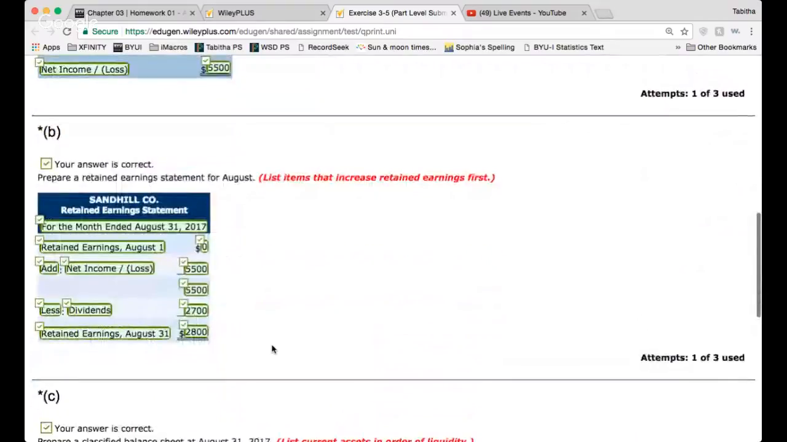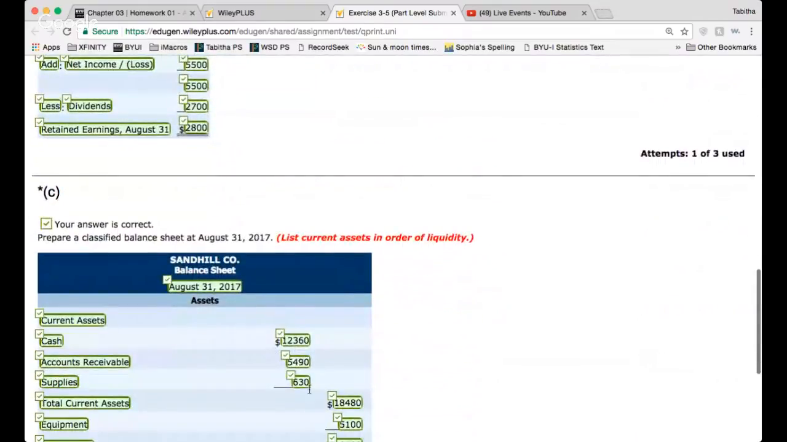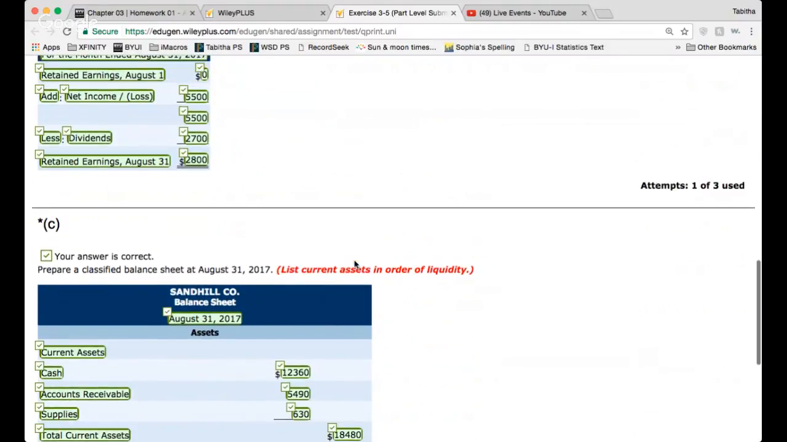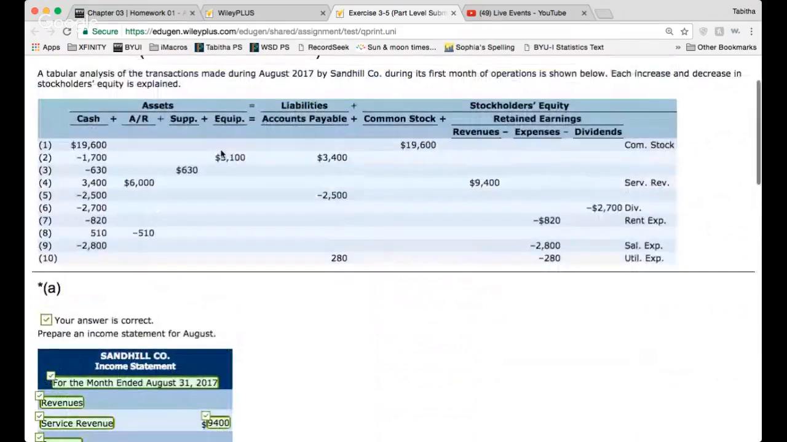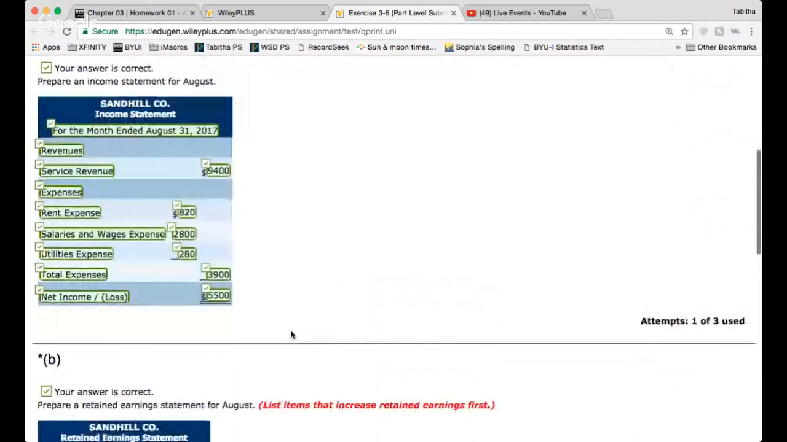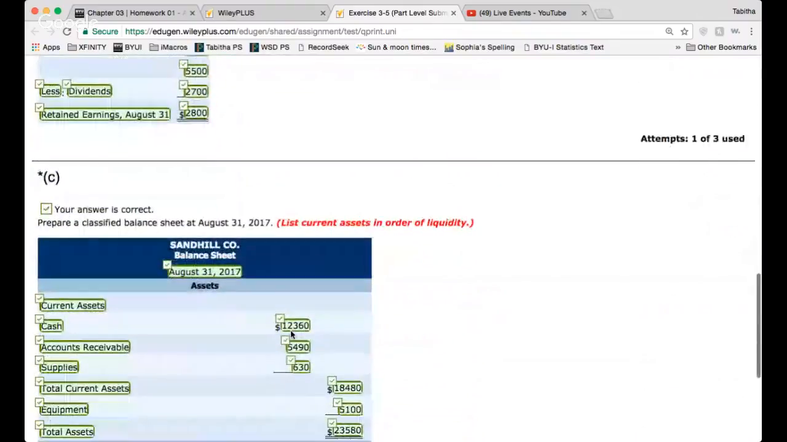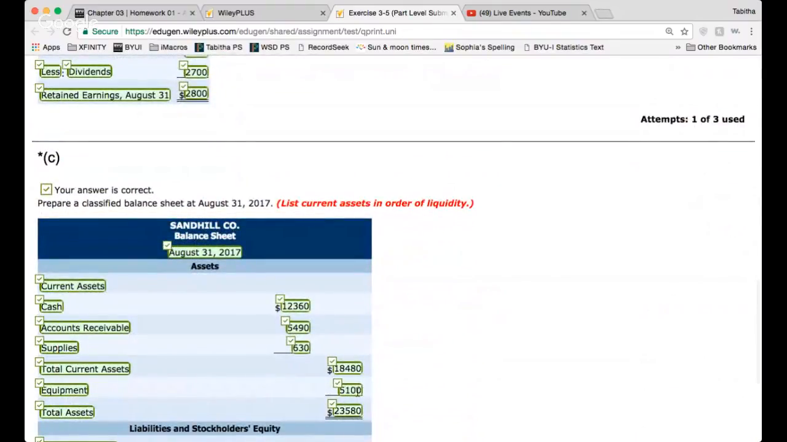Okay, so once we have completed all the current assets, we total them up, and we have a total of $18,480. And next in our assets, we enter the equipment. The equipment on the table shows that we spent $5,100 on equipment, and that's the only transaction for the equipment. So we enter that just below the current assets and add it to our current assets for a total asset amount of $23,580. Okay, so that completes our assets.